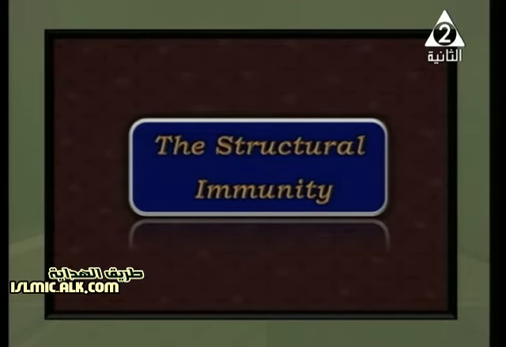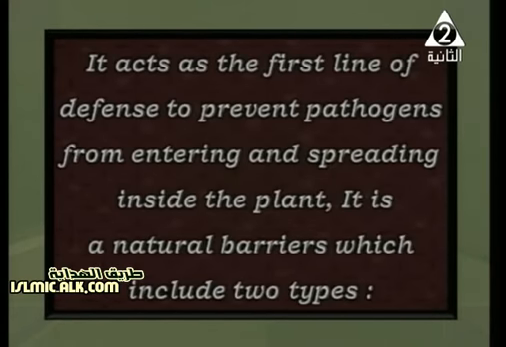Starting with the structural immunity in the plant. It acts as the first line of defense. What does first line mean? It means the first line of defense against the pathogen, to prevent the pathogens from entering and spreading inside the plant.